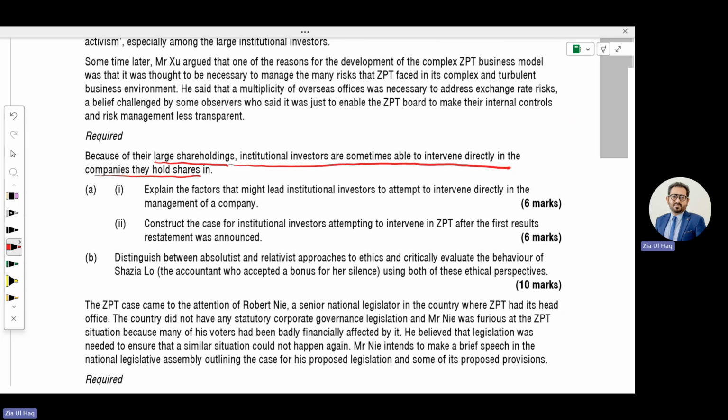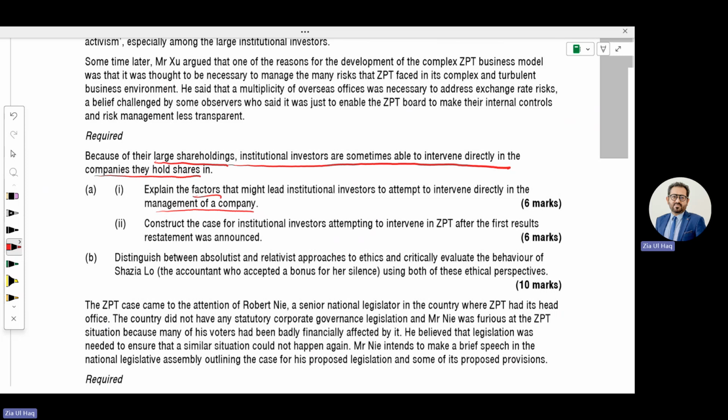The requirement: A1 for 6 marks and A2 for 6 marks. A1: explain the factors that might lead institutional investors to attempt to intervene directly in the management of the company. I mean, you need to explain the factors where institutional investors intervene directly in company affairs. This is a straightforward part.